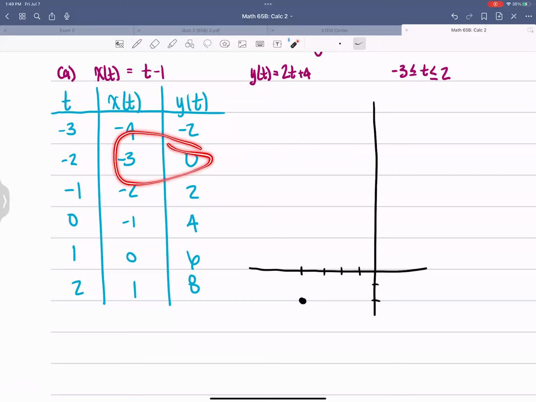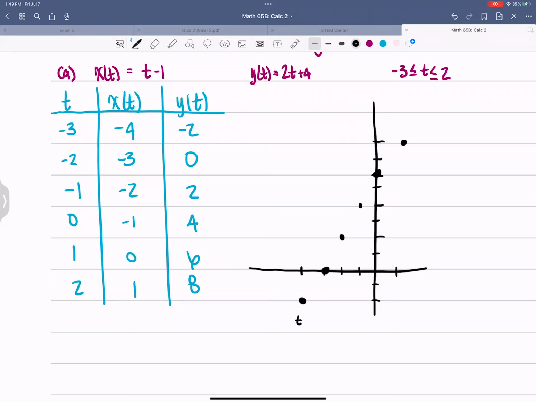The next one we have is x is -3, y is 0. There's this point, -2, y is 2. -1, y is 4. 0, y is 6. And 1, y is 8.